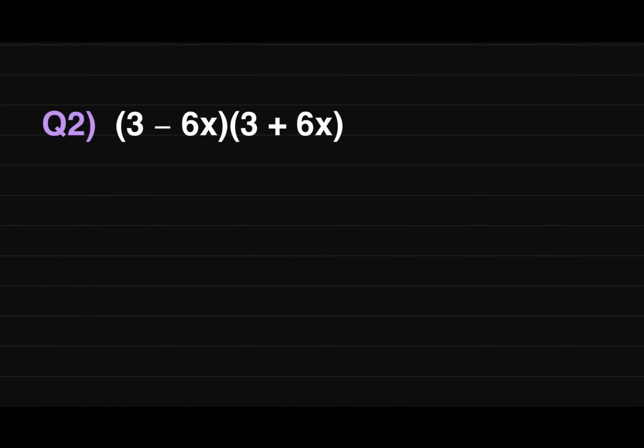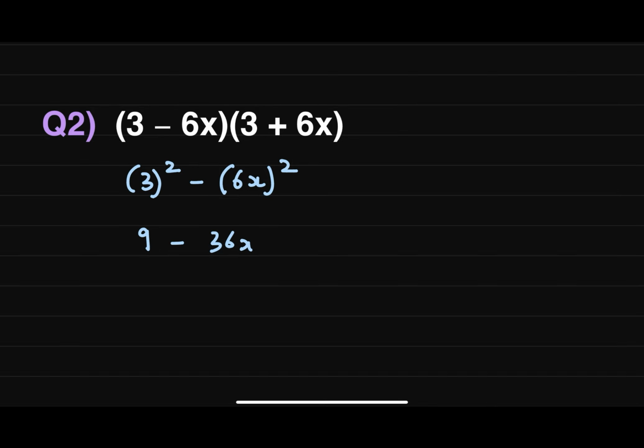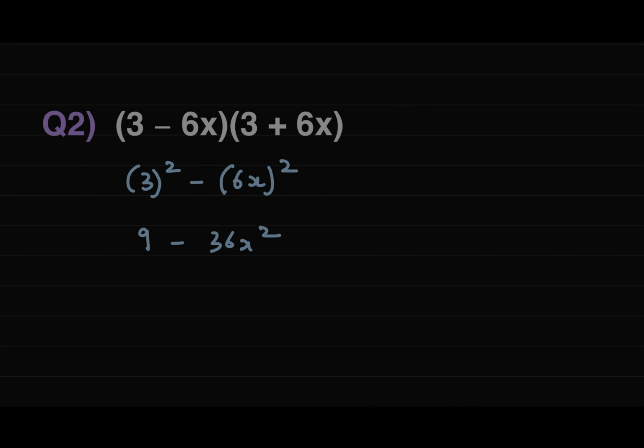Question number 2. Now I'll go a little faster. Okay, what is A? 3. And what is B? 6x. So I'm just going to square them up. 9 minus this, first the square of 6. First you have to do just the square of 6 and then the square of x also. 36 x square. That's it.